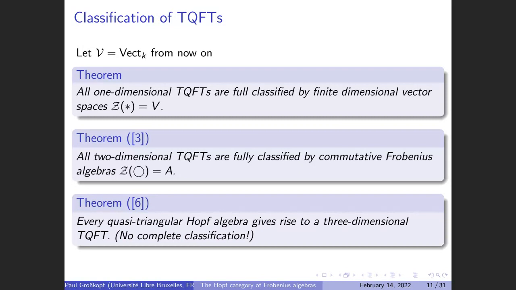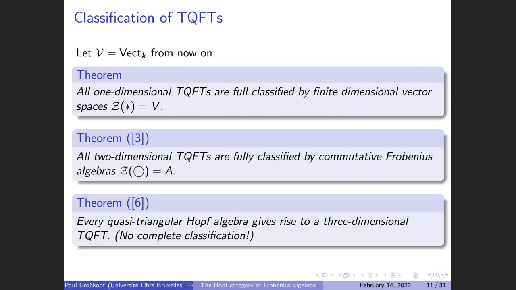I want to talk more about Frobenius algebras later, so maybe just mention how this story goes on in the classification of TQFTs. For three dimensions, we don't really have a complete classification, but we know that if I have a Hopf algebra, there's a way of creating a three-dimensional TQFT. I have to impose more conditions on the Hopf algebra, particularly that it's quasi-triangular. But there's a wide variety of research there, which I don't want to get into in detail.